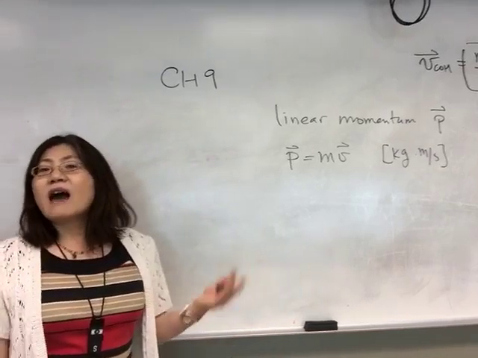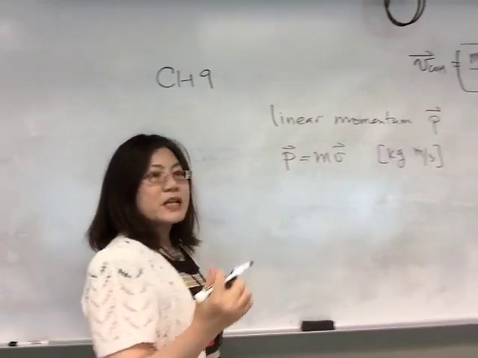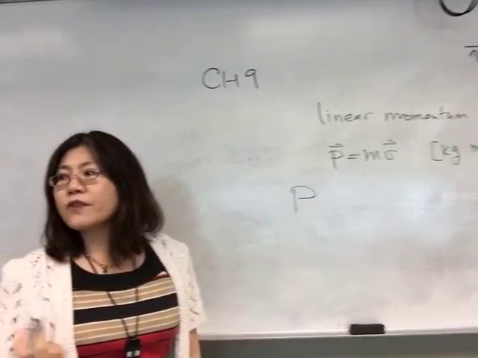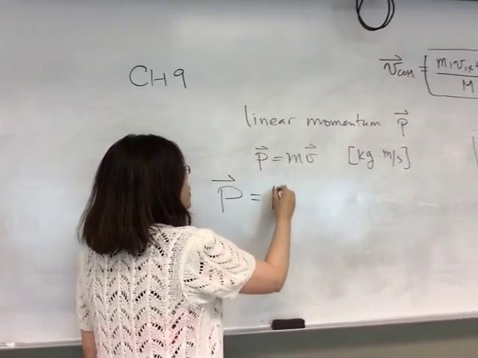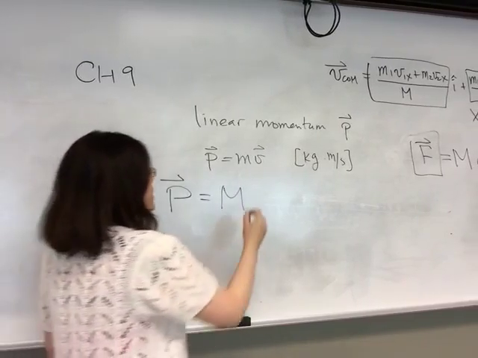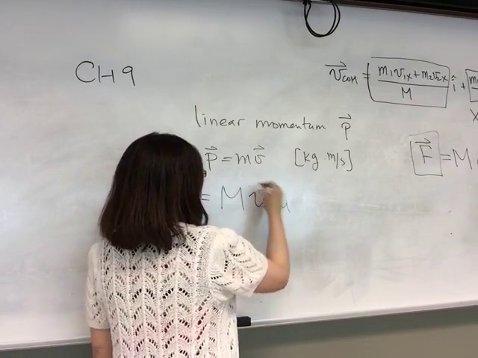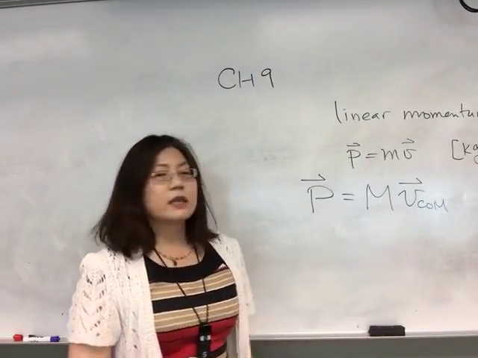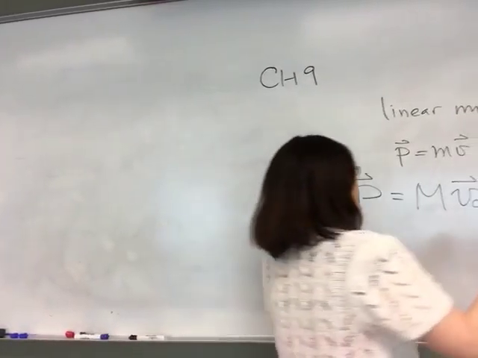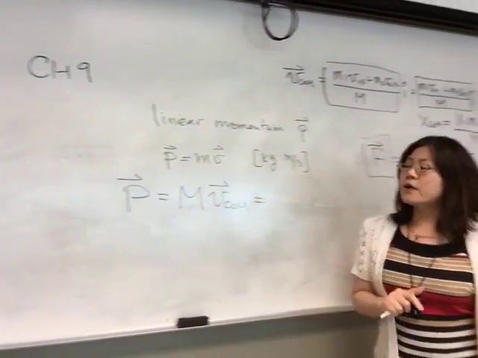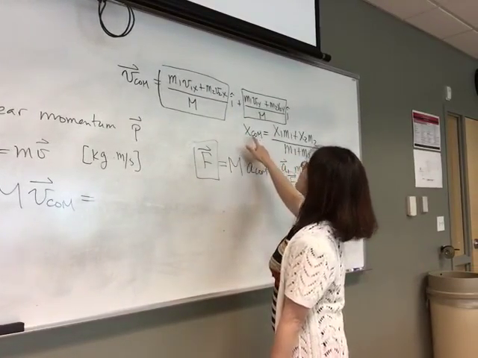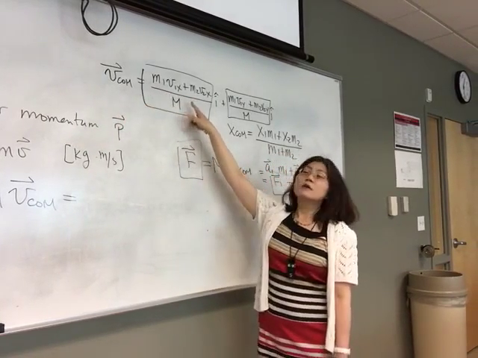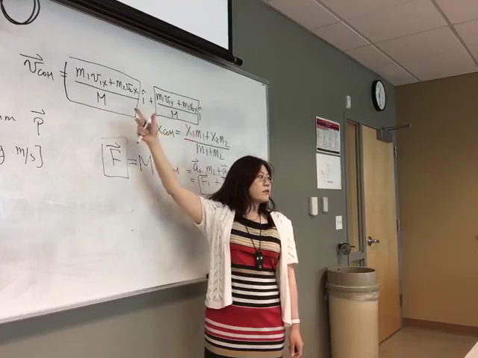Exactly. So when you have a collection of particles, if you want to find the linear momentum of the system, we use capital P to indicate the linear momentum of the system. It is equal to the total mass of the system times the velocity of the center of mass. This is how we calculate the total linear momentum. Now, what is mass times V_COM? Well, we go by definition.